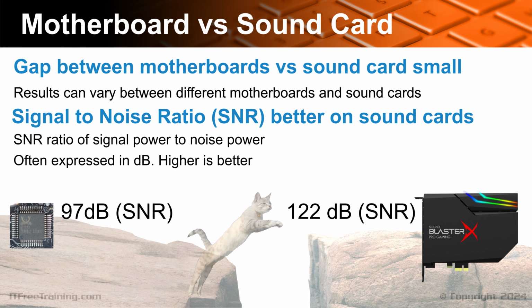First, in the case of the sound chip, it essentially means that to hear 1 decibel of noise, the sound would need to have a signal power of 97 decibels. Basically, that means, in simple terms, the volume needs to be pretty high before you hear any noise.